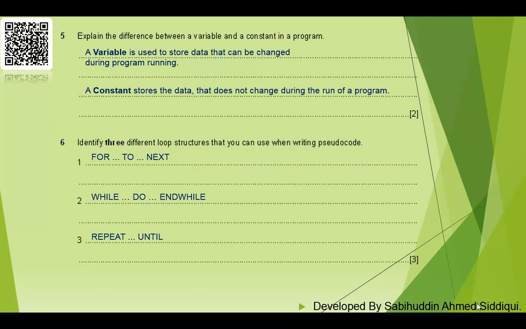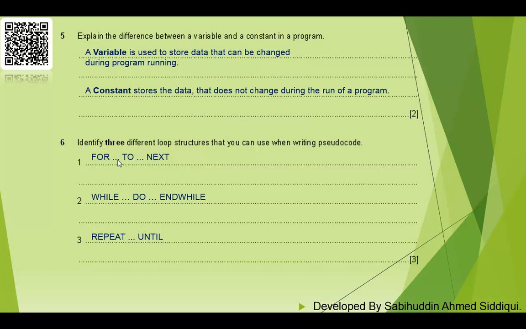Now here you can see the last question, maybe explain the difference between a variable and a constant in a program. As you know, a variable is used to store data that can be changed during program running, and a constant stores data that does not change during the run of a program. On the other hand, question number 6: identify 3 different loop structures that you can use when writing pseudocode.